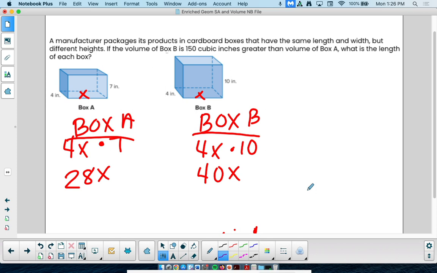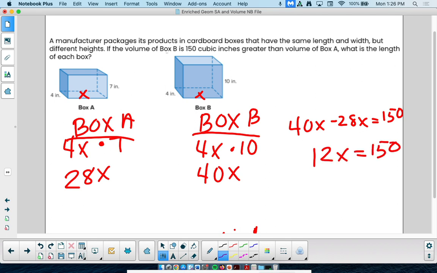The difference between these two is what? 150, right? What does difference mean? Subtract. 40x minus 28x equals 150. How many x's do we have? 12. Can we divide? 150 divided by 12 is 12.5. 12.5 is our length. That was really good.